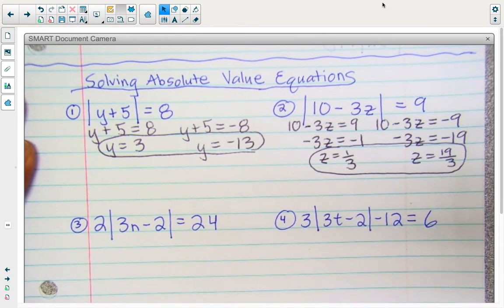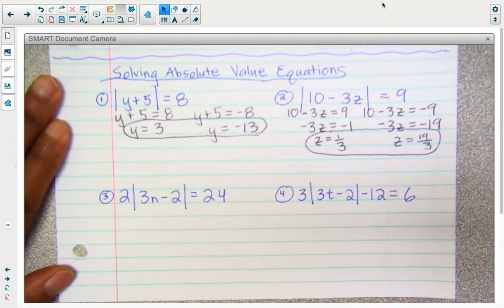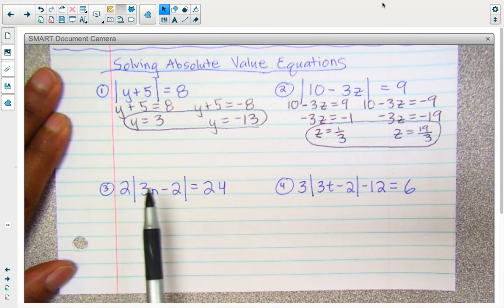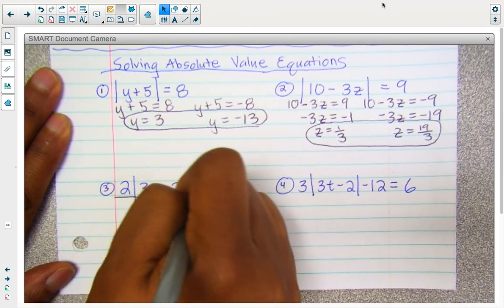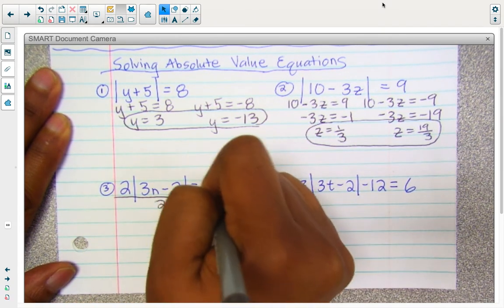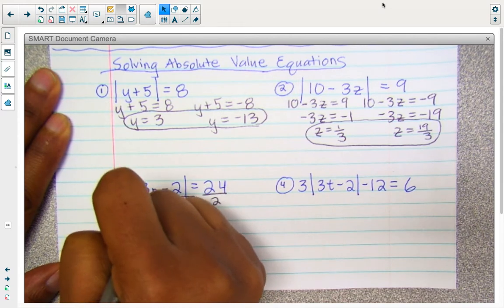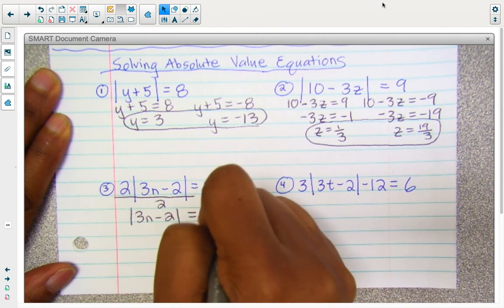All right, next, number 3. So this is what I was saying as far as making sure you get the absolute value on one side by itself. Before I set up two different equations, I need to get rid of the 2. So this is 2 times this. We're going to divide both sides by 2, the left-hand side by 2 and the right-hand side by 2, so that these 2's cancel out. Now we're left with the absolute value of 3n minus 2 is equal to 12.